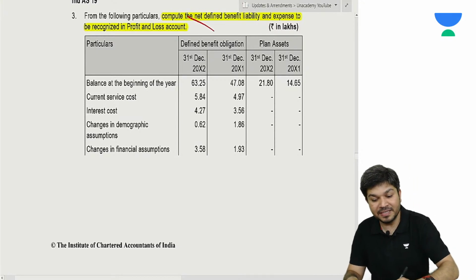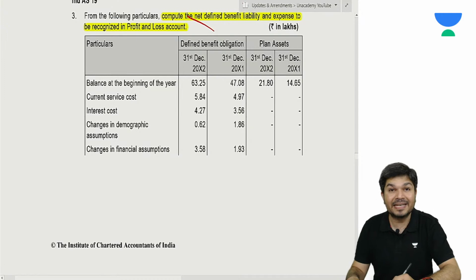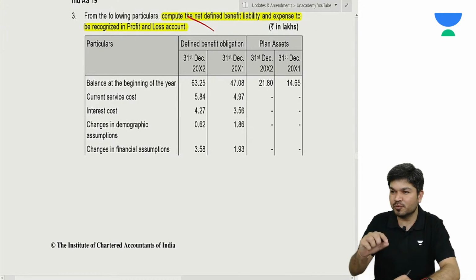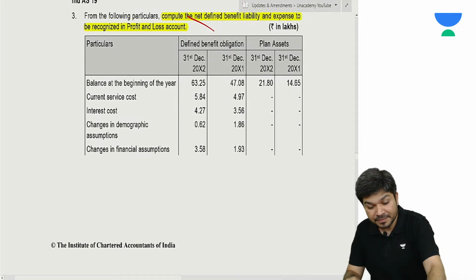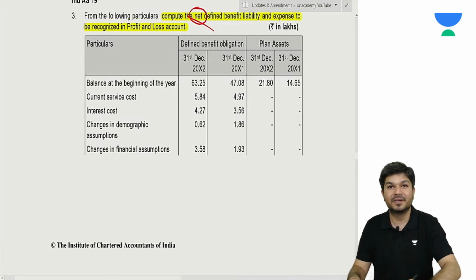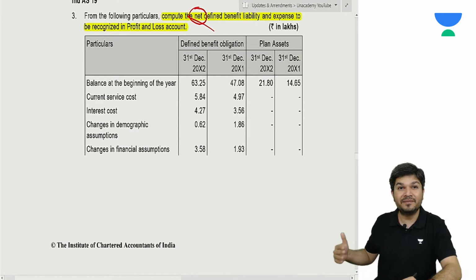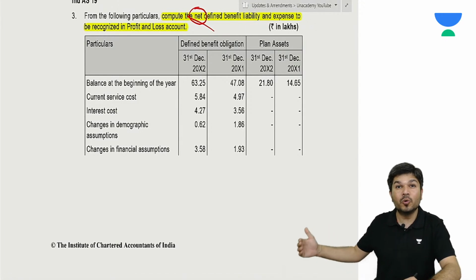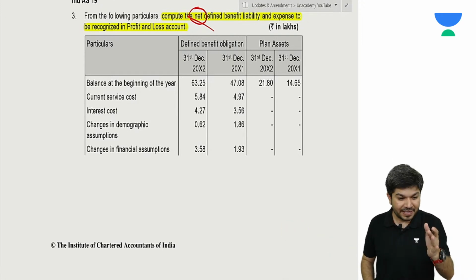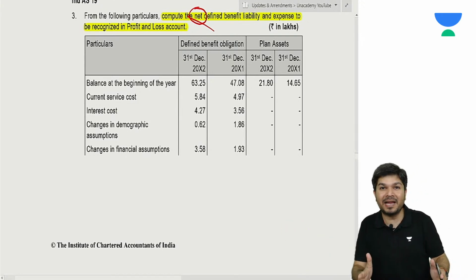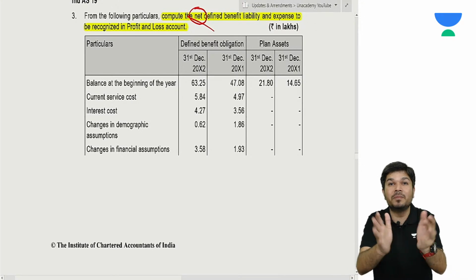Compute net defined benefit liability and expense to be recognized in P&L. This is a question of Ind AS 19 employee benefits. Net defined benefit liability, net is nothing but what? Your closing defined benefit obligation and closing plan asset. The defined benefit obligation minus plan asset, can I say it's nothing but your net obligation?